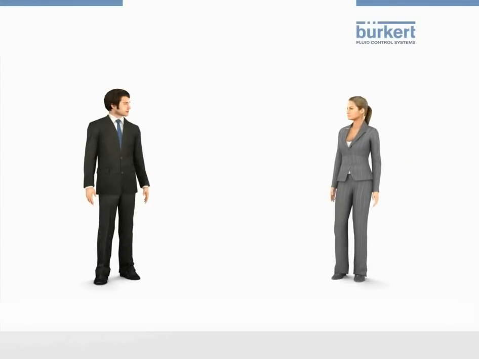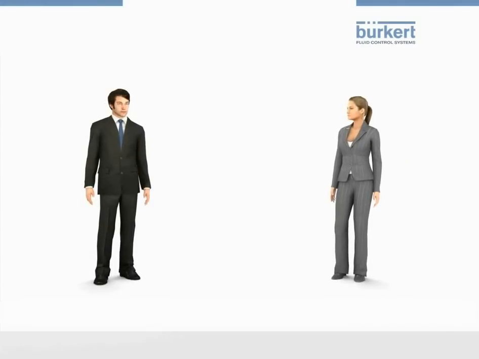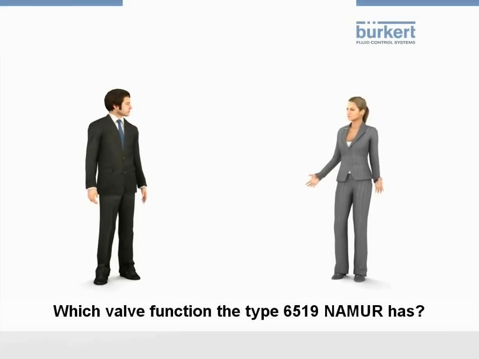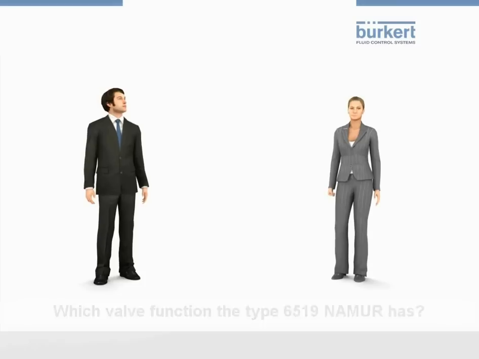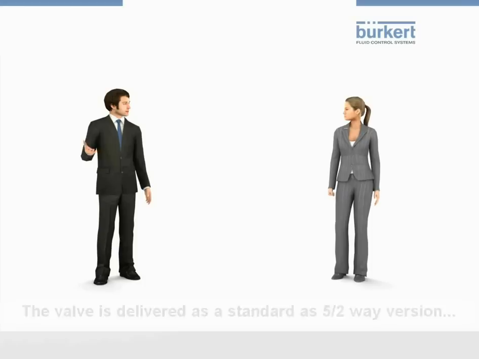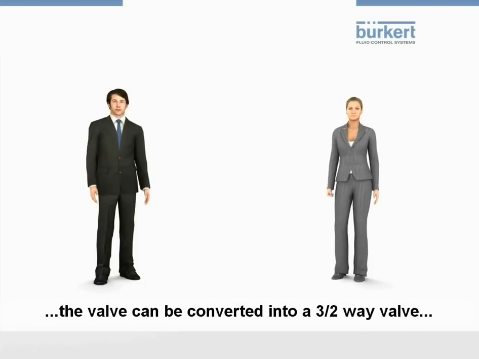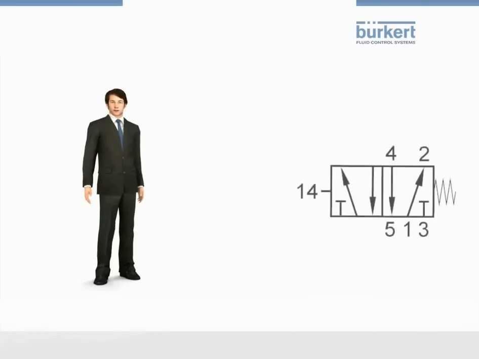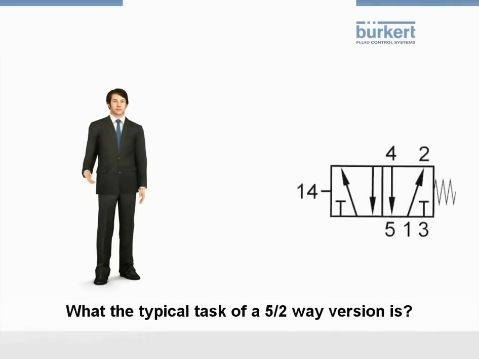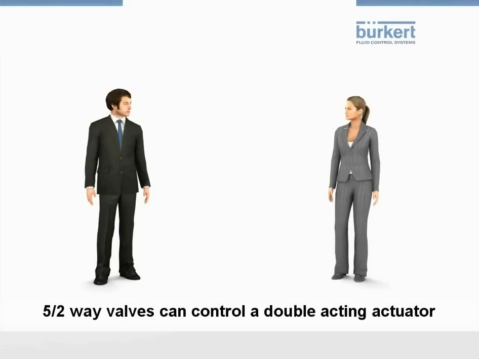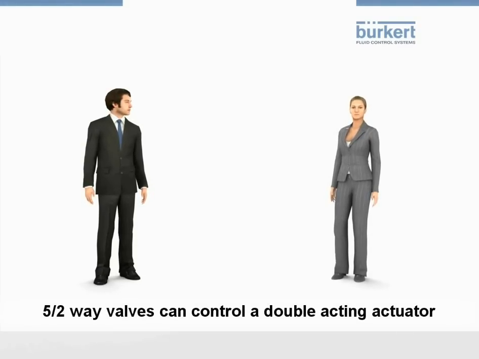That's correct. Now ask me a question. Sure, Tom. Do you know which valve function the type 6519 Namur has? The valve is delivered as a standard as 5-2-way version. Optionally, the valve can be converted into a 3-2-way valve by turning a rotating disc. Lisa, do you know what the typical task of a 5-2-way valve is? Sure. 5-2-way valves can control double-acting actuators.